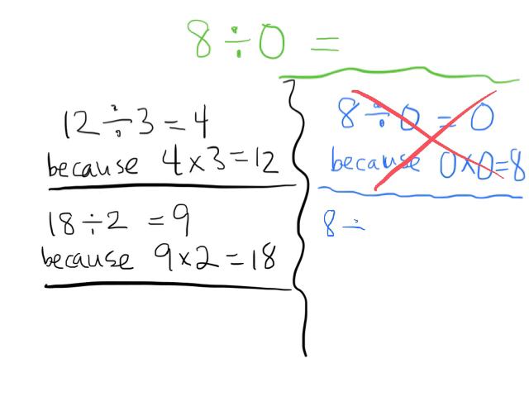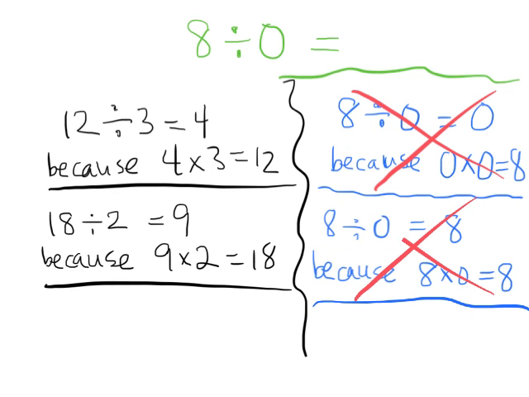Well, maybe 8 divided by 0 is equal to 8. Well, if that's true, it would be because 8 times 0 is equal to 8. Because if 8 divided by 0 equals 8, then 8 times 0 equals 8. And is 8 times 0 8? No. 8 times 0 is 0. And we know that's wrong.